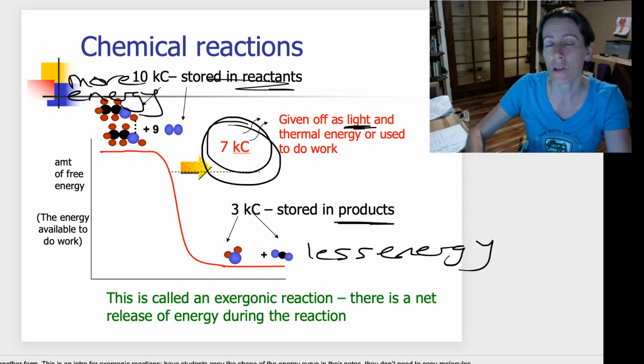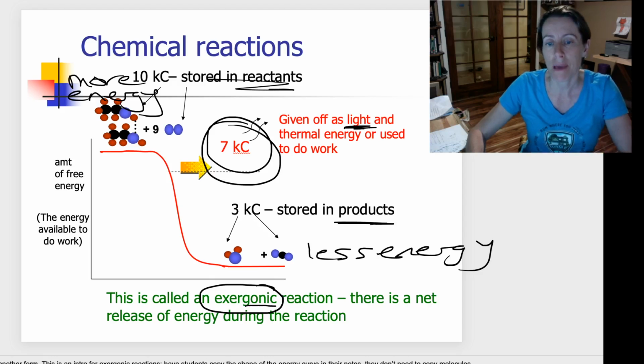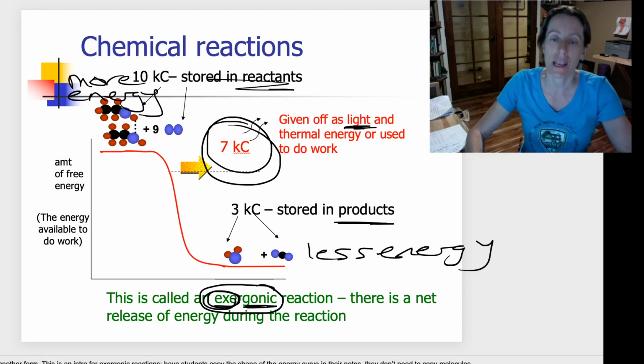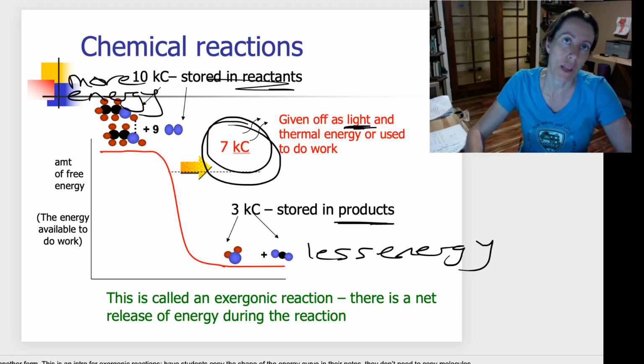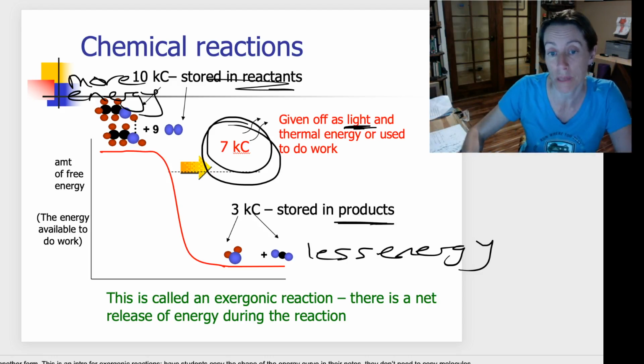And so instead of calling it just straight exothermic, which is only talking about heat, the term exergonic means any old kind of energy. Some kind of energy is coming out, ex meaning exit. So exergonic is somewhat like exothermic, but it just encompasses all the different types of energy that could possibly be released.